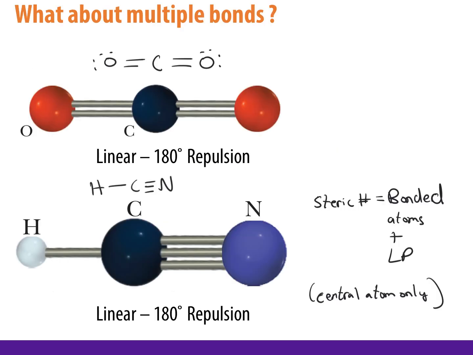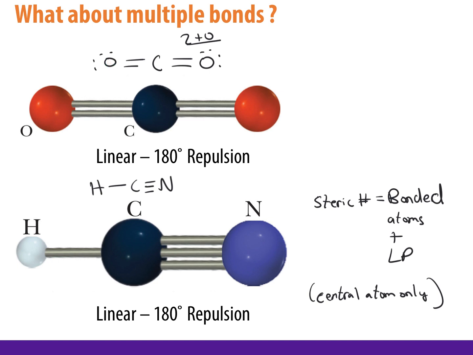Just to reiterate one key point, the steric number is precisely defined as bonded atoms plus lone pairs. So something like CO2 just has a steric number of 2: 2 bonded atoms plus 0 lone pairs on that central atom. Even though these are multiple bonds, it's still just 2 atoms bonded to the central carbon.